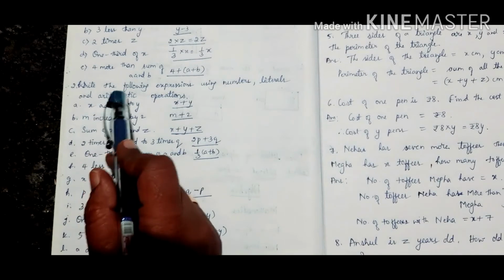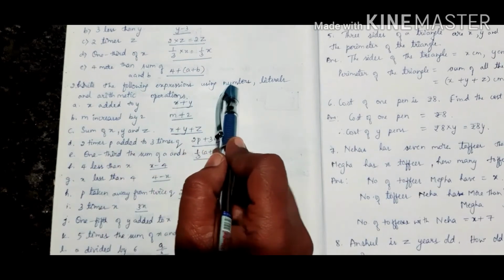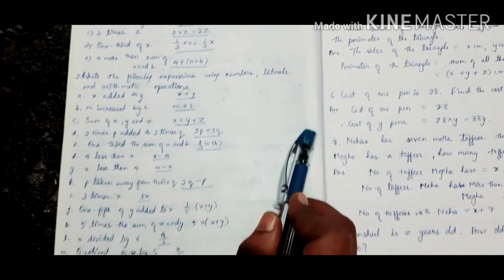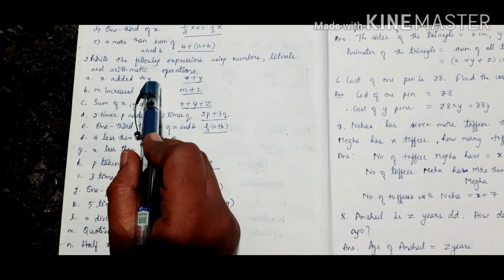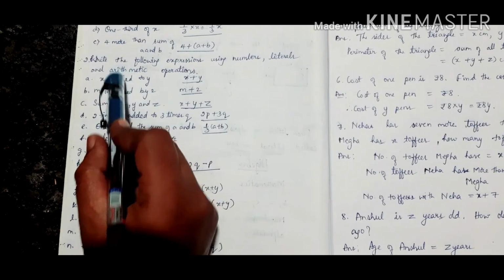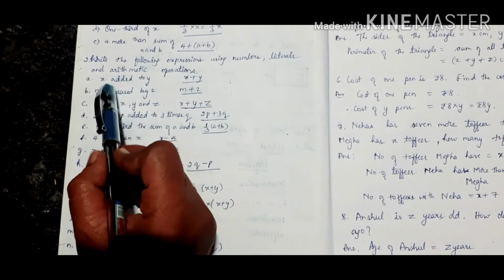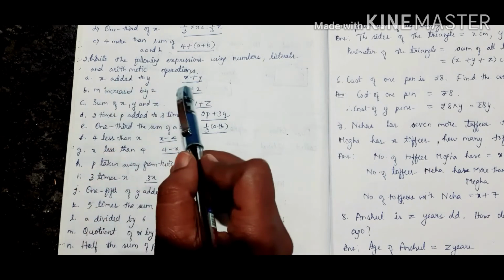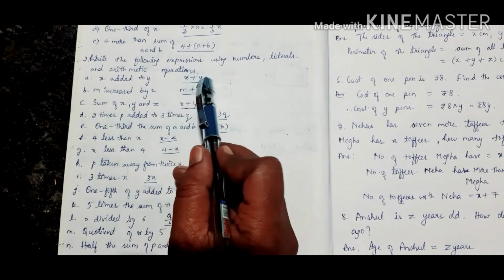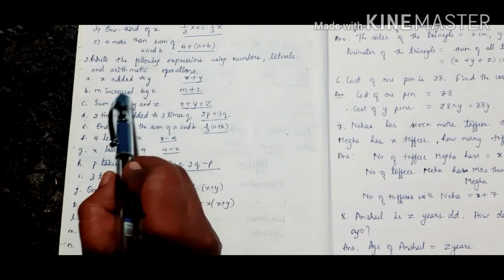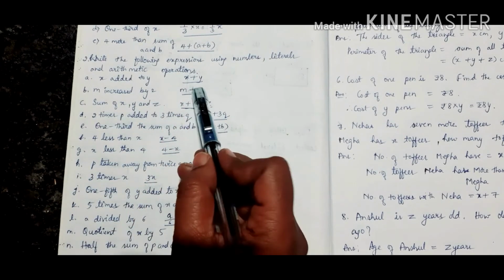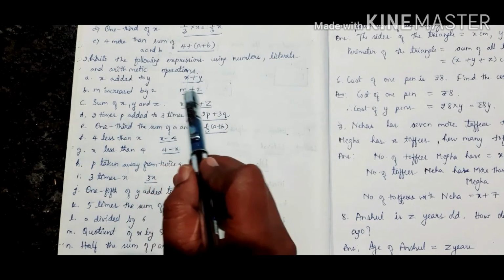Next question is, find the following expressions using numbers, literals and arithmetic operations. X added to y. Here you need to understand the words, the terms. It is given here added. So we have to use a plus sign, x plus y. M increased by 2. So m is increased by 2 means 2 has to be added to m, m plus 2.